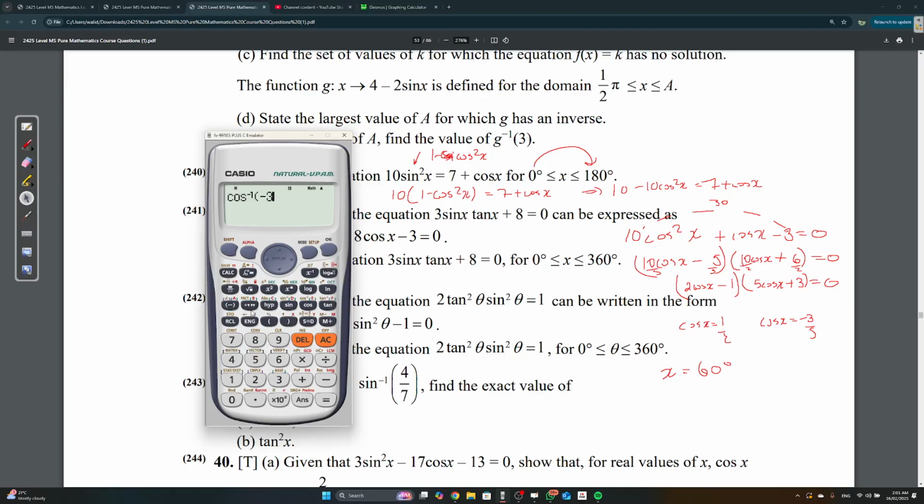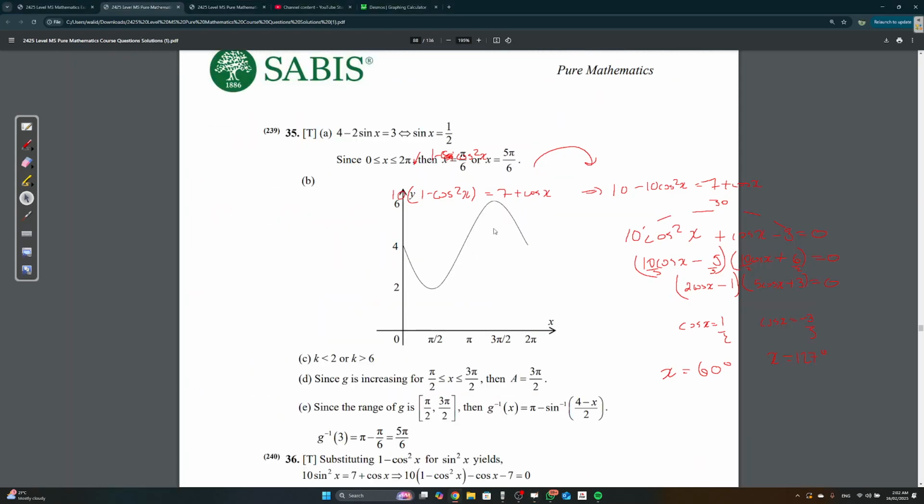If you do shift cosine minus 3 over 5, let me do it actually. Shift cosine minus 3 over 5, you get in degrees 127. So x is 127 degrees. Make it negative, it's outside of the domain. Do 360 minus, it comes outside the domain. Okay, so these are your only two solutions, 60 and 127.